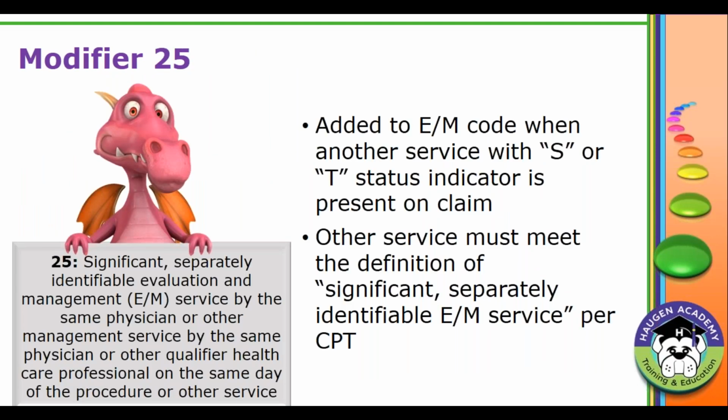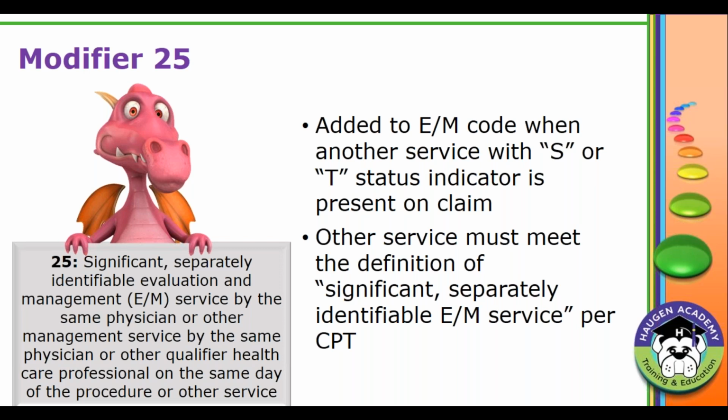We will move on and start talking about specific modifiers, beginning with modifier 25. And what you see with my little pink dragon here is my attempt to have fun in a really not kind of fun topic. Our pink dragon is holding up a sign that has the description from the CPT book on modifier 25. By the way, all of our CPT modifiers are numeric. Our HCPCS level 2 modifiers are alpha or alphanumeric.